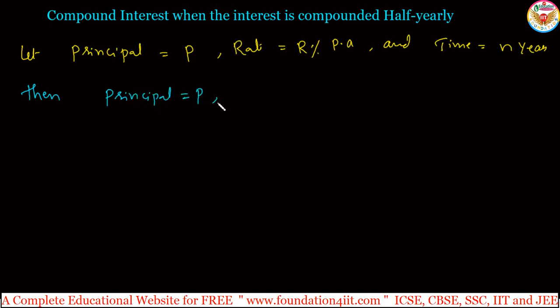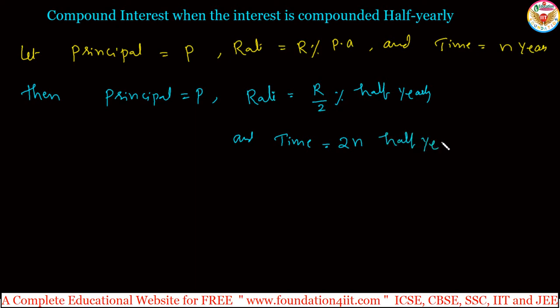Principal is rupees P, but the rate is R percent per annum, so we take R by 2 percent half yearly. Because it is half yearly, it is R divided by 2. And the time is n years. If it is 1 year, how many half years? 2 are there, right? If it is 2 years, 4 half years. That means time is 2n half years.